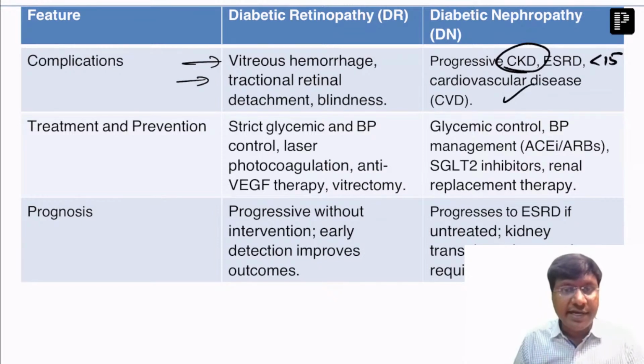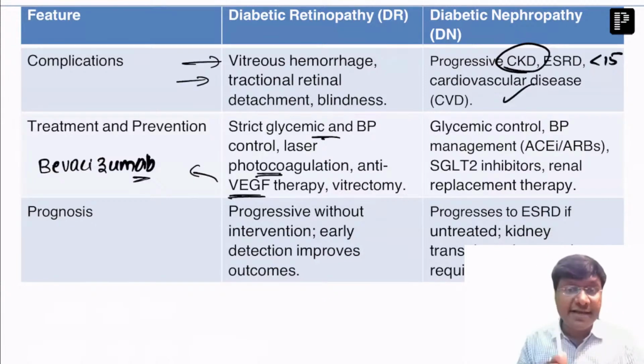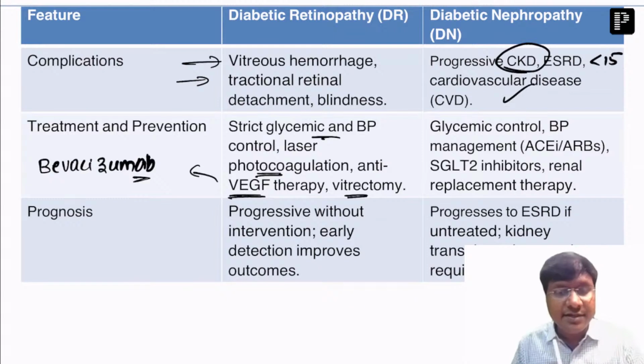And whenever you're treating diabetic retinopathy, and in both of them, strict glycemic control is very important. Followed by that, laser photocoagulation as well as anti-vascular endothelial growth factor therapy. What is that anti-VEGF therapy? That is intravitreal bevacizumab. Right, intravitreal bevacizumab. The other important treatment is vitrectomy. So this will be the treatment and prevention that you'll be doing in case of diabetic retinopathy.